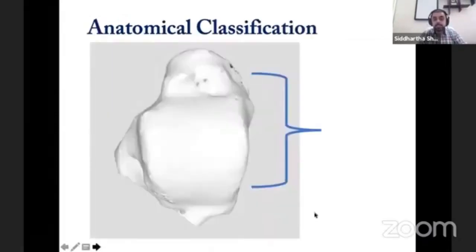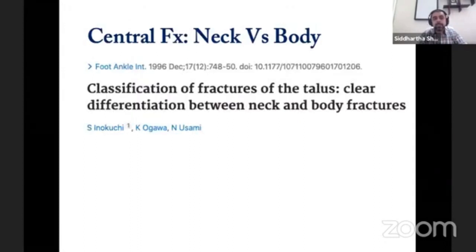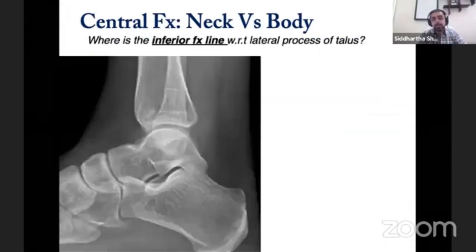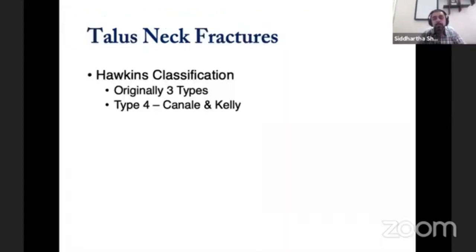Let's move on to the classification now. So loosely we classify this as central fractures, which is the neck and the body. All the other fractures, the head and the posterior process, form the peripheral fractures. Now, how do you differentiate between a talar neck and a talar body fracture? This is very important, and for this you have to know the Inokuchi criteria. So if you look at the lateral view of the ankle joint, this is the lateral process of talus. If the inferior part of the fracture line is anterior to the lateral process of talus, this is a talus neck fracture. If it is at the lateral process or posterior to the lateral process, this is a talar body fracture.